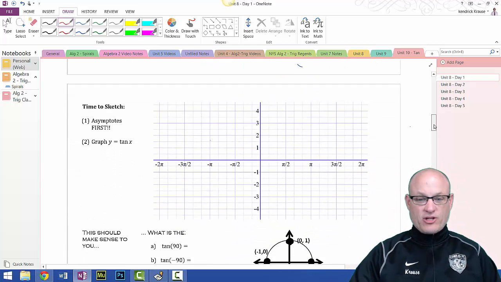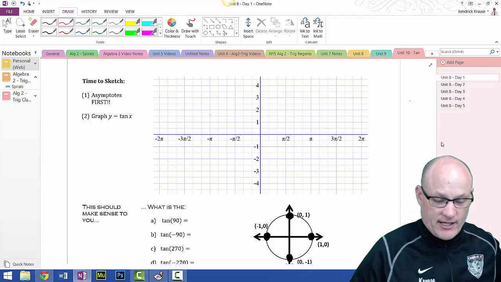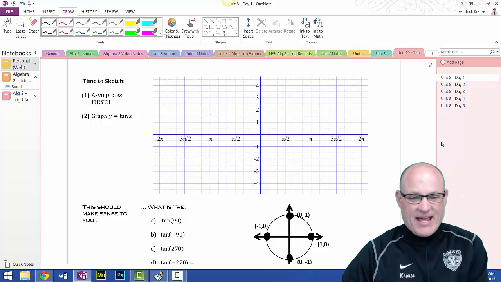Next page. Oh, we're going to actually graph this thing. Well, okay. The first thing I want to do before I graph this, and it says it right there, is graph my asymptotes first.